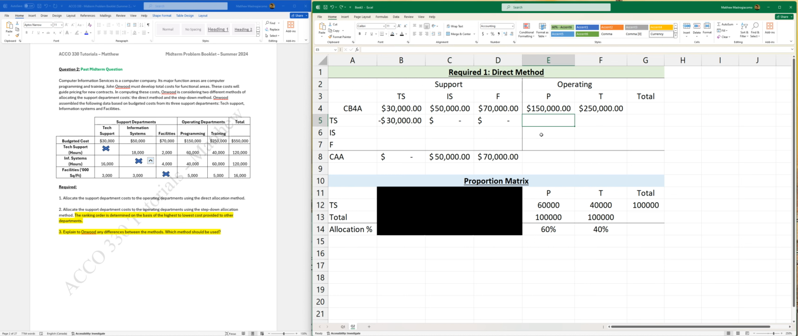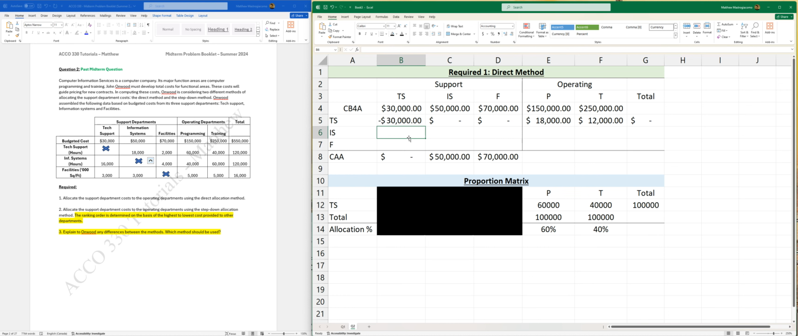Now for programming, if programming uses 60%, the cost allocated to programming is 18,000, out of the 30,000 cost of tech support. Training uses 40%, so 12,000 is allocated over. Now remember to check your answer. You can sum the whole line, and it should be 0, because you're taking this 30,000 and separating it partially to programming and training. Programming uses 60%, training uses the other 40%, and you're good.